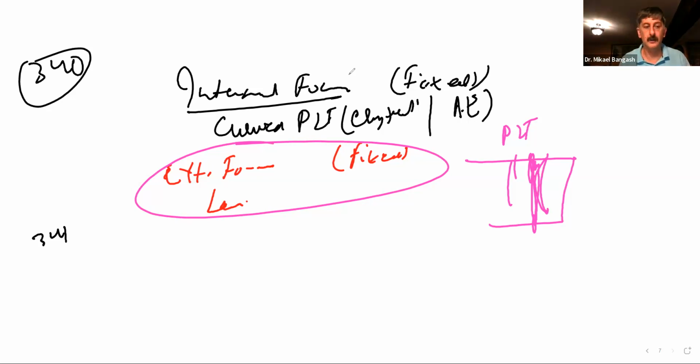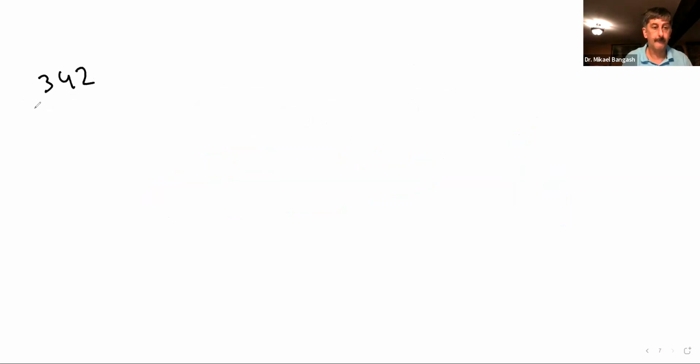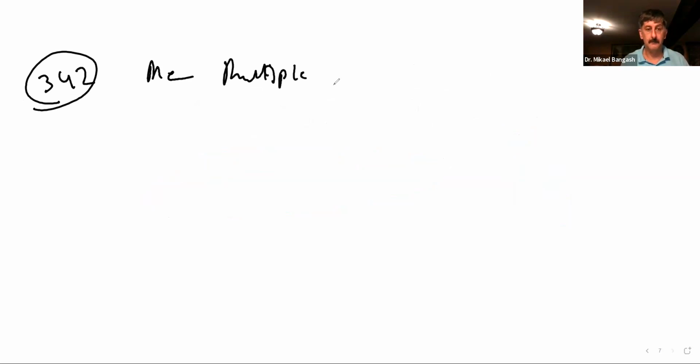Question number 342. Which of these terms means adjustable or multiple focusing? So what is going to mean the same as multiple and/or adjustable focusing?